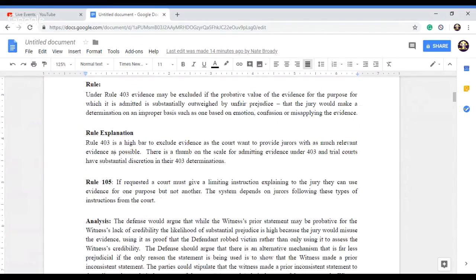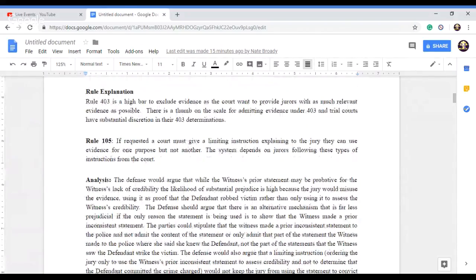So we have a clear rule explanation, and then we have a rule for 105. If requested, the court must give a limiting instruction explaining to the jury they can use the evidence for one purpose and not another. The system depends on jurors following these types of instructions from the court.